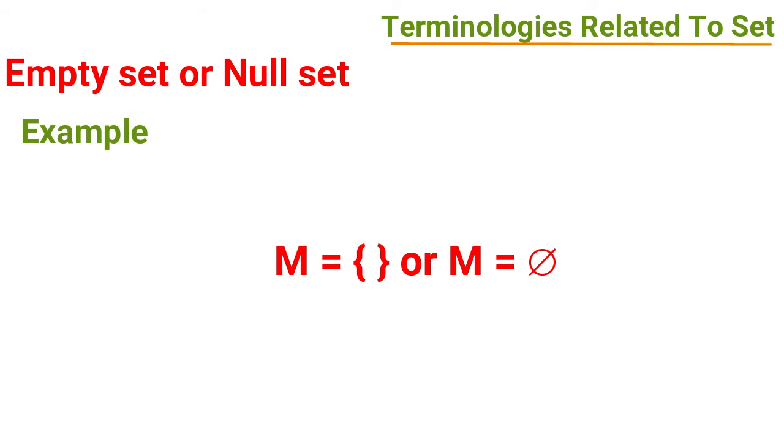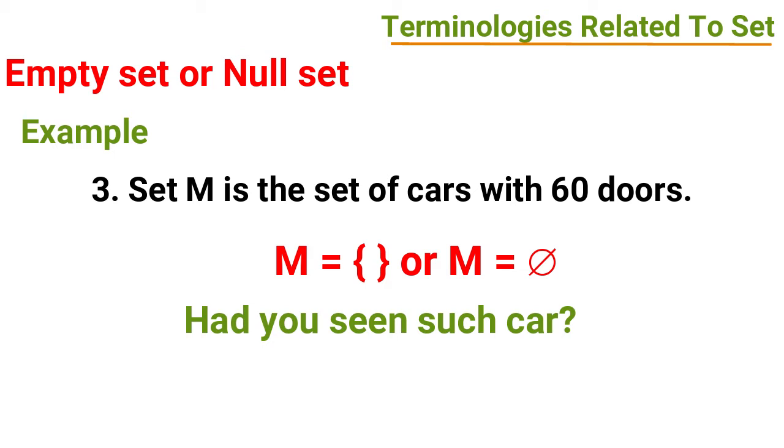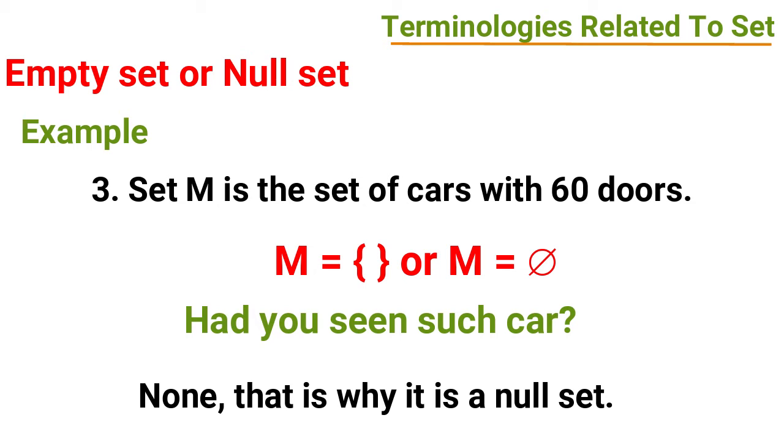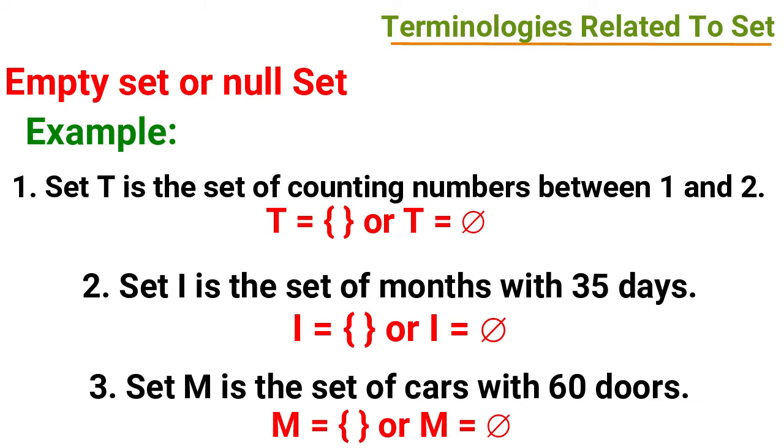The third set M is a set of cars with 60 doors. Have you seen such a car? None. That is why it is a null set. As you can see in the examples, there is no element that will fit the descriptions. That is why there is no element in the sets.